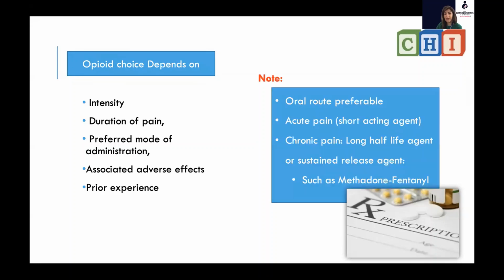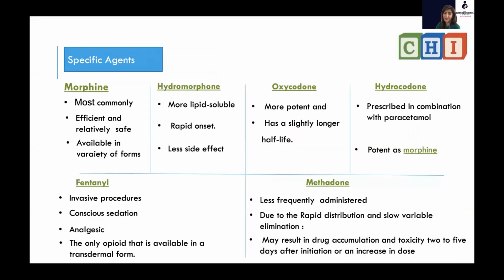Note and keep in mind that the oral route is always preferred. For acute pain, go for a short-acting agent. For chronic pain, choose a long half-life agent or sustained release agents such as methadone or fentanyl. There are several forms of the drug. The most common two are morphine and fentanyl. In our emergency department, we use morphine and fentanyl. Fentanyl has an intranasal form, which makes it superior, and it gives conscious sedation, and we use it for some invasive procedures as well.